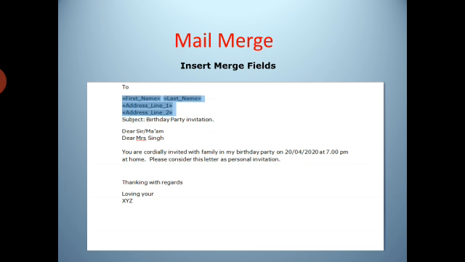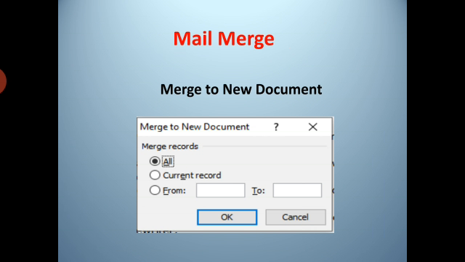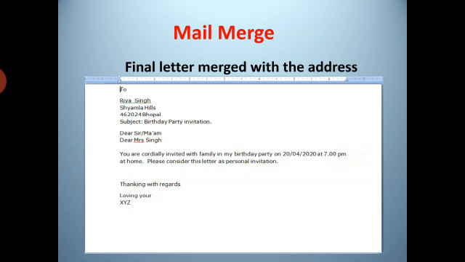Now click on Finish and Merge drop down arrow in the Finish group and select Edit Individual Document. Merge to New Document dialog box will appear as shown in the figure, in which all radio button is selected. Click OK button. After clicking OK button, your final letter will be displayed on the screen as shown in the figure.